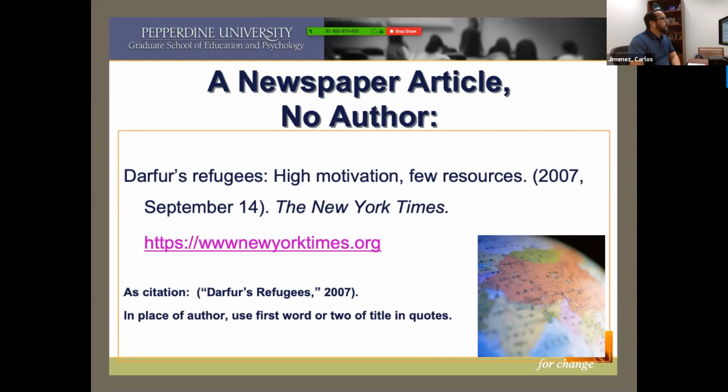Then you have the year, month, and day, and then you have the New York Times publication there, title case, italicized, and then the link. If you're going to cite it, then you don't need to include the entire title. You can just put the first word or two. You put that in quotations followed by the year.